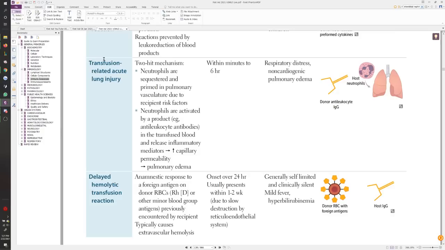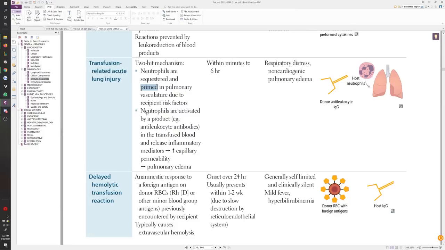So this one is transfusion-related acute lung injury, right? A common question on this topic always mentions that there has to be this priming that needs to occur, right? So there's a two-hit mechanism. First, neutrophils are sequestered and primed in pulmonary vasculature due to recipient risk factors, right? So this person already has neutrophils that are ready. So once again, because of that, it can occur within minutes. The reaction can actually occur while you're doing the transfusion.